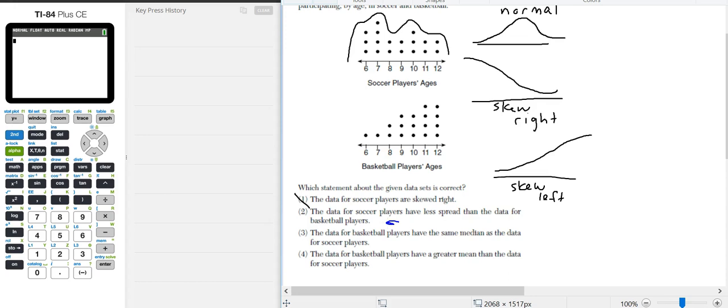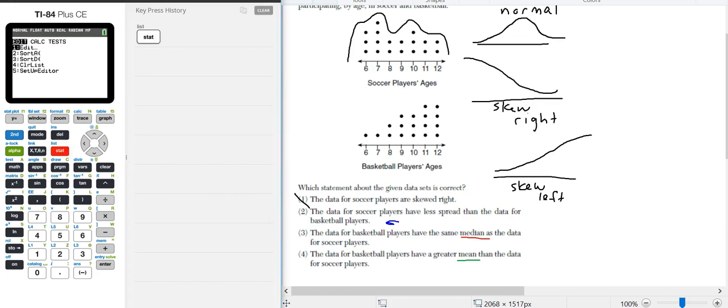For choice 3, we need to find the median. Is the data for the basketball players the same median as the data for the soccer players? So once we're already putting the data into the calculator, we're going to have the calculator calculate for us the median also. And then for choice 4, we need to find the mean. Is the data for the basketball players to have a greater mean than the data for the soccer players? So we're going to calculate standard deviation, median, and mean for each of them.